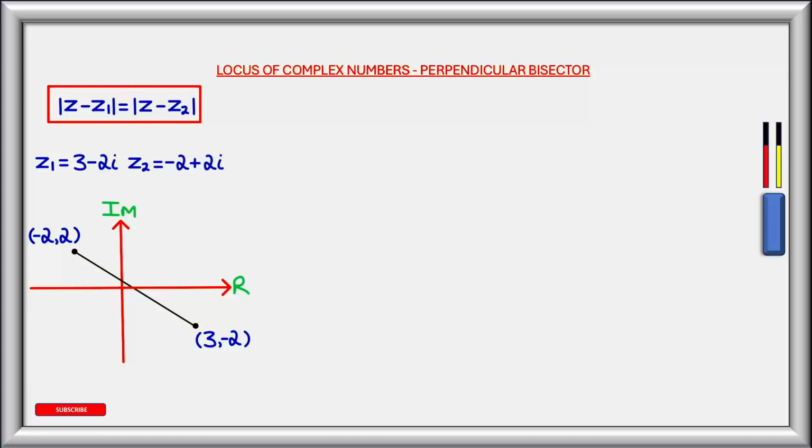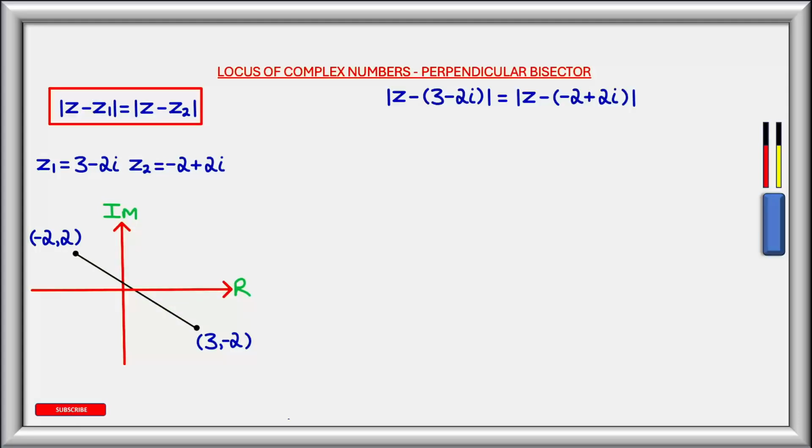Now the standard form of this type of locus is shown here, where the modulus of z minus z1 is equal to the modulus of z minus z2. If I substitute for z1 and z2 in the standard form, I get the modulus of z minus, in the bracket, 3 minus 2i is equal to the modulus of z minus, in the bracket, minus 2 plus 2i. Note, when we write it in standard form, it's better to put the complex number in brackets to avoid errors associated with a minus sign.